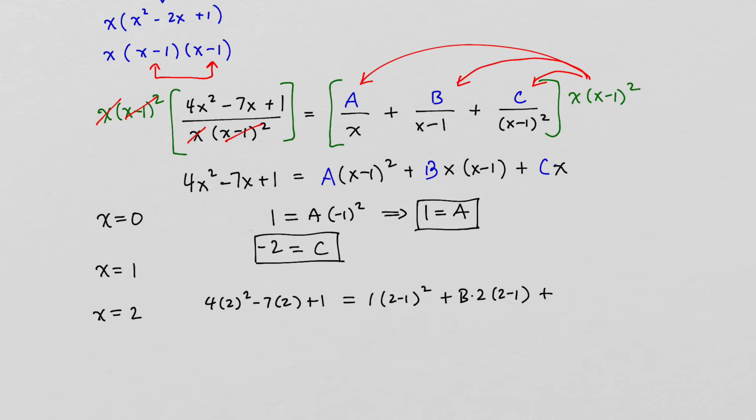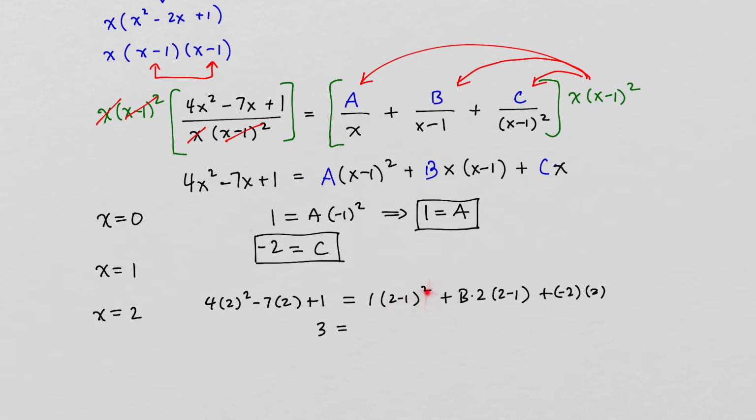Plus, we know c is -2, and that's going to be multiplied by x, and we're letting x equal 2. So I'm going to have -2 times 2. Now we just need to do the math here. So 4 times 2 squared is 4 times 4, which is 16. Take away 14 is 2 plus 1 is 3. So we get 3 there.